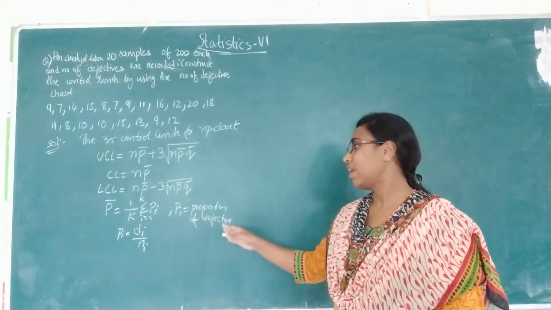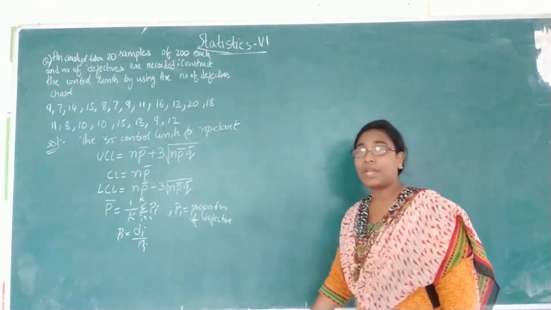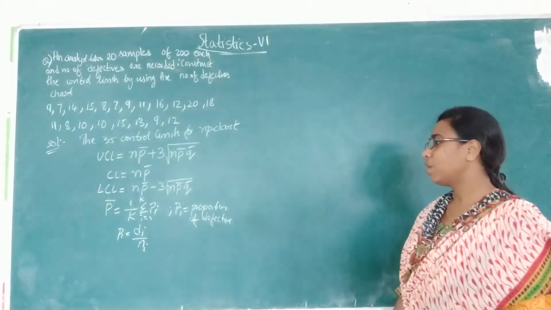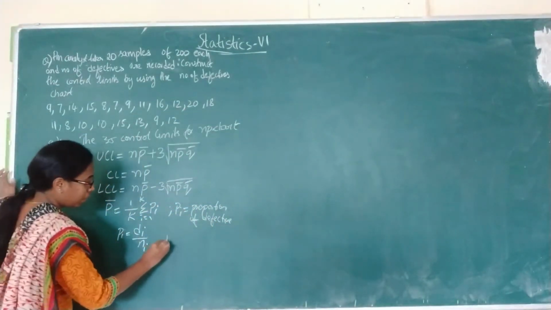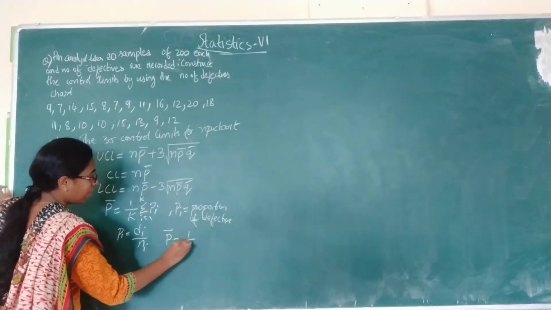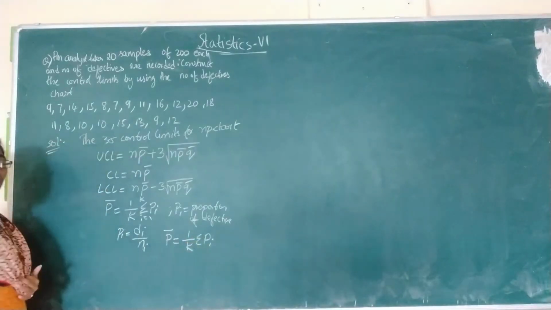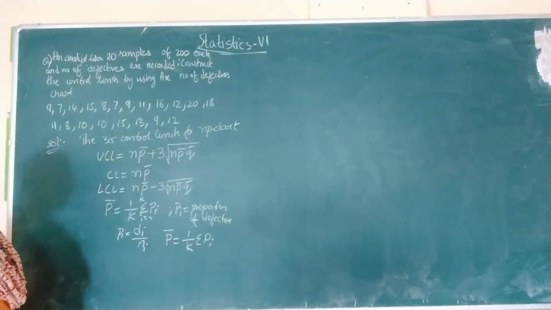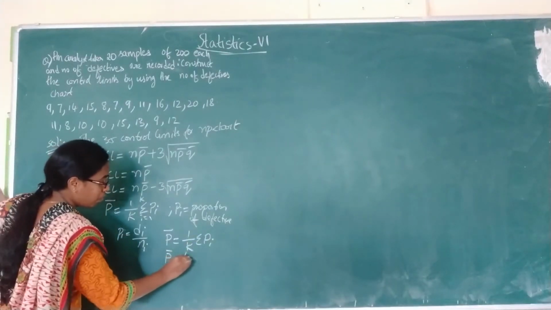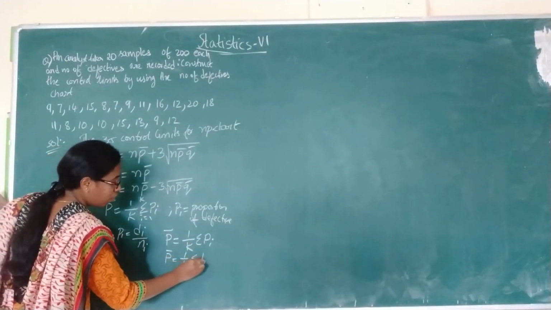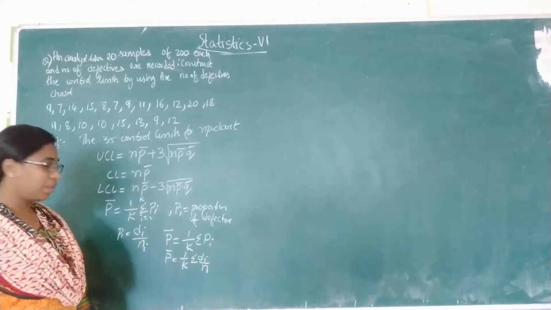So how will you get the average? First you have to get the pi values. But instead of finding the pi values, you can also take one more formula. What is the p bar value? p bar equals 1 by K summation of pi. What is pi here? pi equals Di by n, right? So p bar equals 1 by K summation of Di by n. Here it is a fixed sample size, so you will get n only.